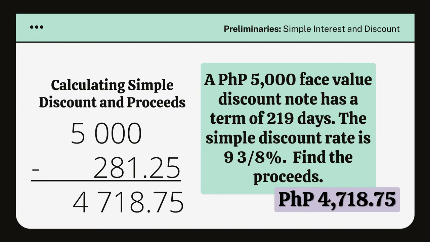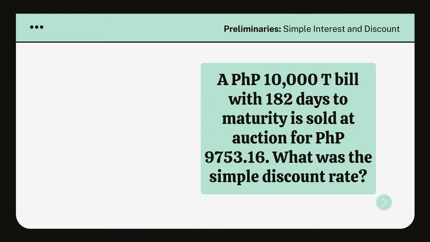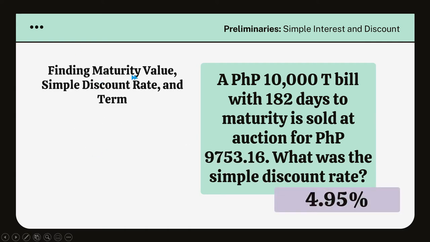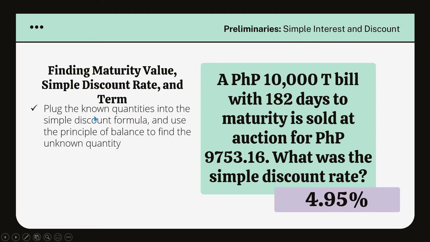Okay? Next, a 10,000 treasury bill, okay, yun pang ibig sabihin ng T-bill, with 182 days to maturity is sold at an auction for 9,753 pesos and 16 centavos. So what was the simple discount rate? Okay, the simple discount rate is 4.95%.